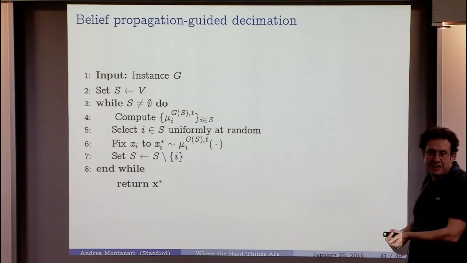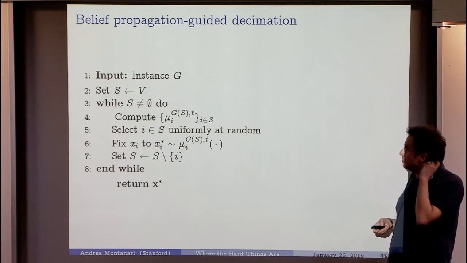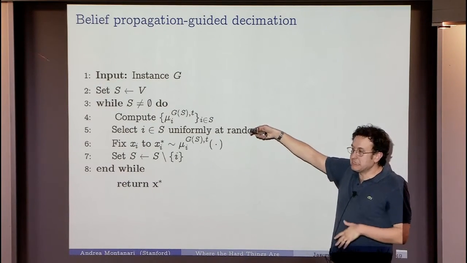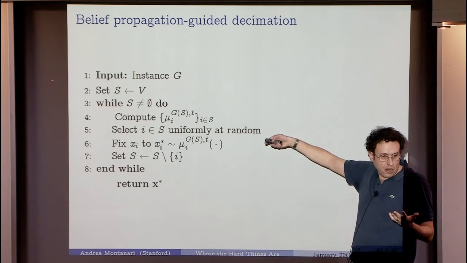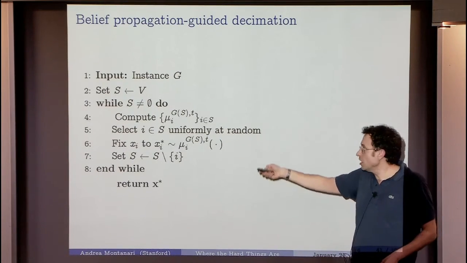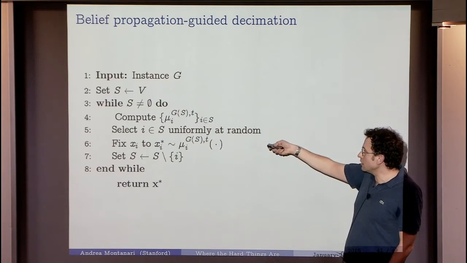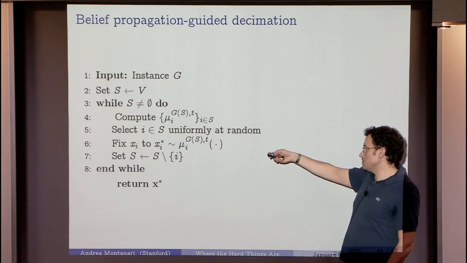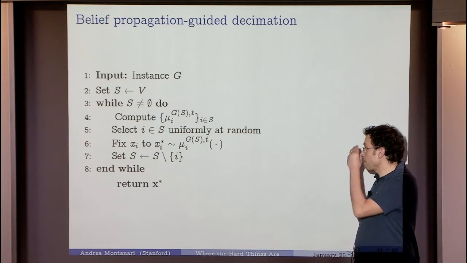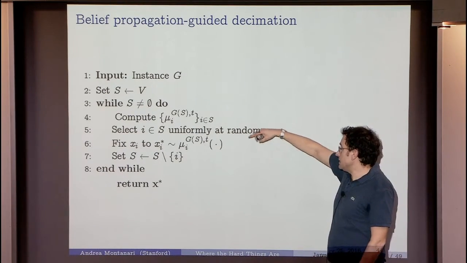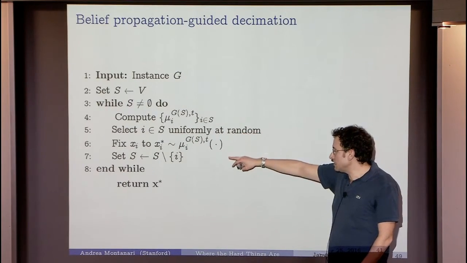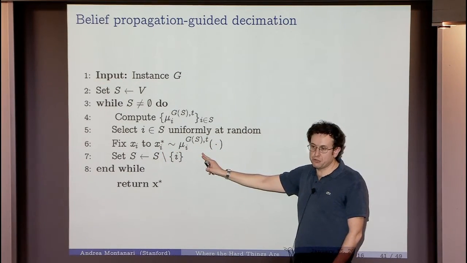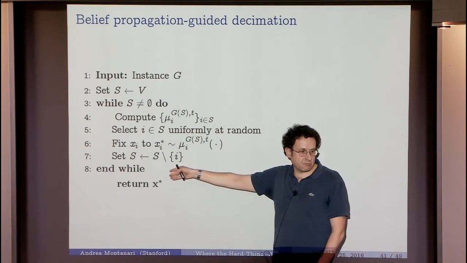Now, how do you use this for finding solutions? This is one possible way to do it. You repeat the following. You have a running set S of the vertices that have not been decided so far. At the beginning, no vertex has been decided, so S is equal to V. Then you repeat the following. Look at the graph induced by S, compute the corresponding marginals, and then, for instance, take a vertex in that set uniformly at random and fix the variable to a value xi star that is drawn from this distribution. And then eliminate this vertex from the graph.